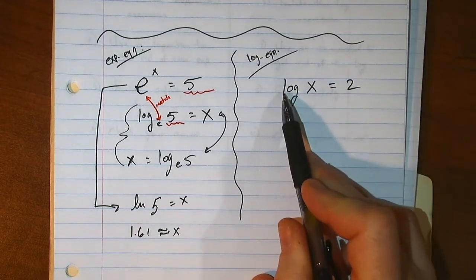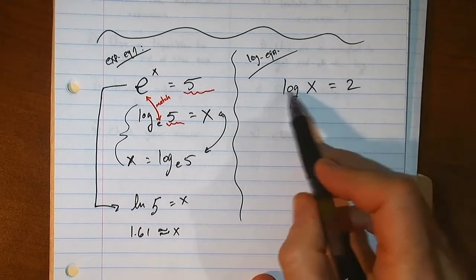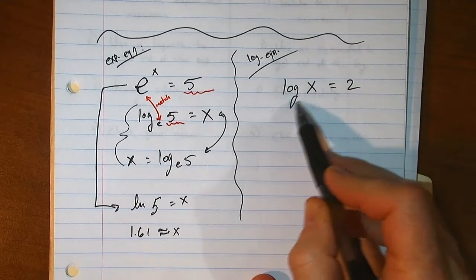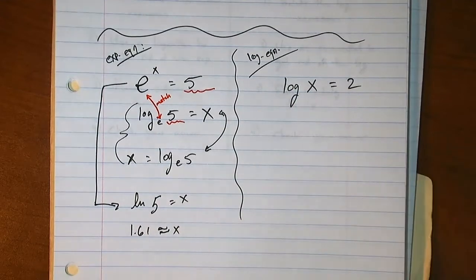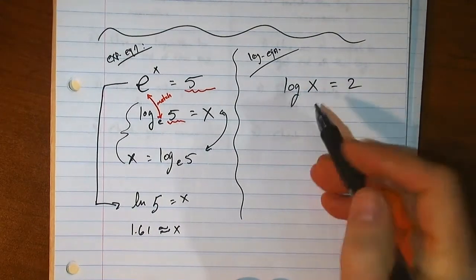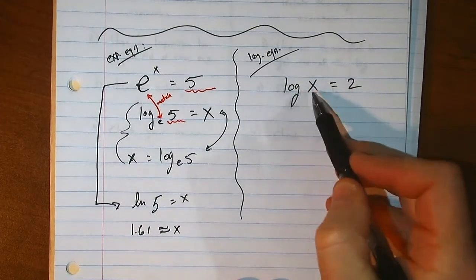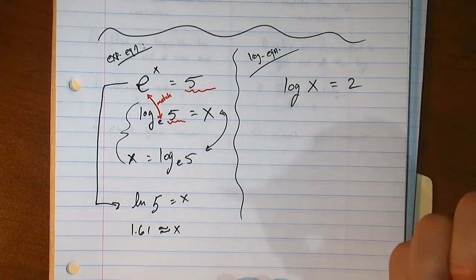Because remember, this isn't like log times x. This isn't log times x. This is, we are taking the log of x. Log is its own kind of function, just like multiplication is its own kind of operation and division is its own kind of operation. Log is its own kind of operation. And so we're taking the log of x here is what we're doing. And what undoes a logarithm is an exponential.